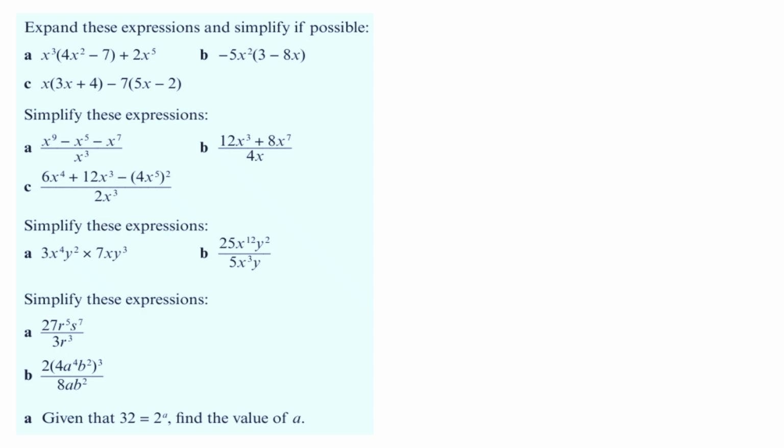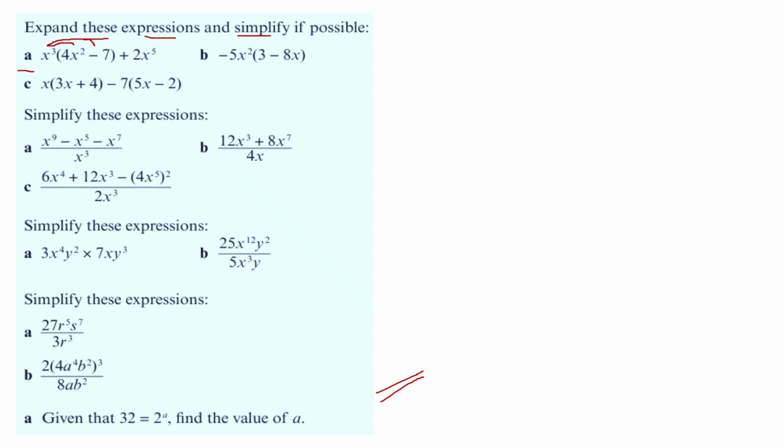A-level maths, quickly recapping expanding single brackets, simplifying algebraic expressions, and working with indices in this video lesson. For this first part, it says expand these expressions and simplify if possible. Part A: x cubed (4x squared minus 7) plus 2x to the power of 5. So we are going to expand the single bracket. We're going to do x cubed multiplied by 4x squared and x cubed multiplied by minus 7.